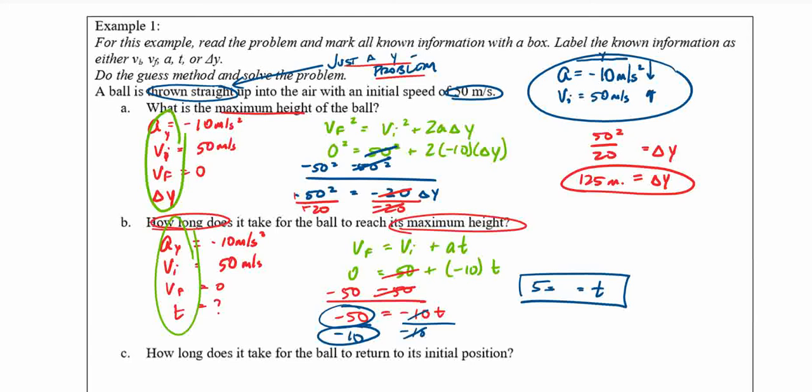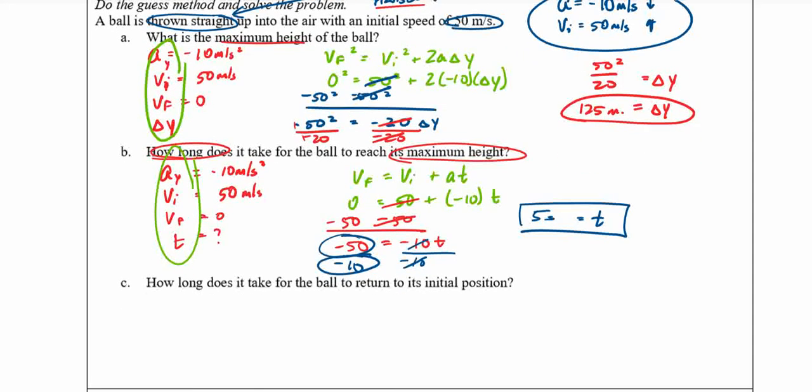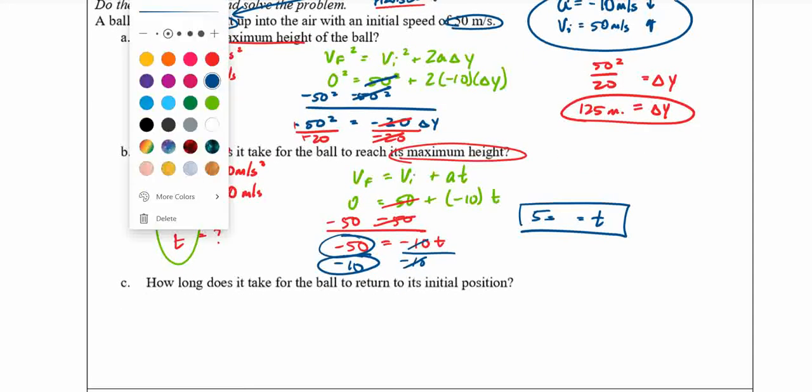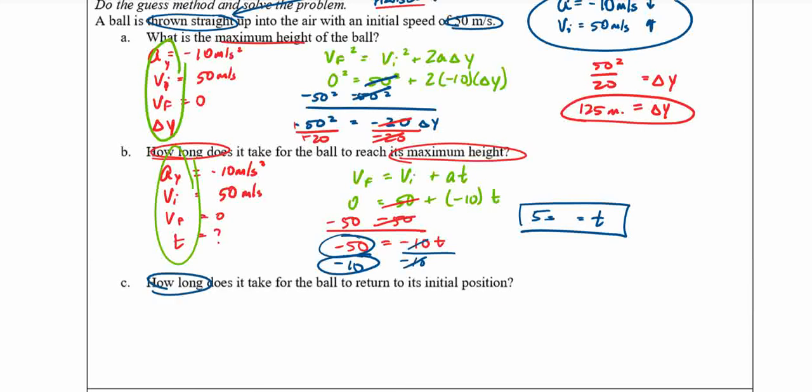And again, this is still the same problem down here. So how long does it take to return to its initial position? We're still at how long, but now we're looking at initial position. If we go up and then right back down to the initial position, it tells me that my delta y is 0. That's that extra piece of information I get there.